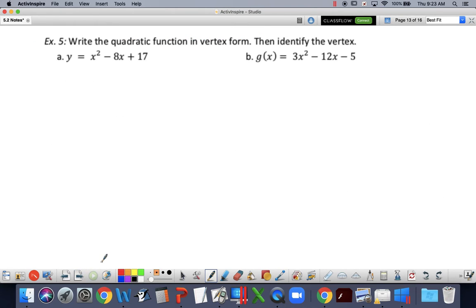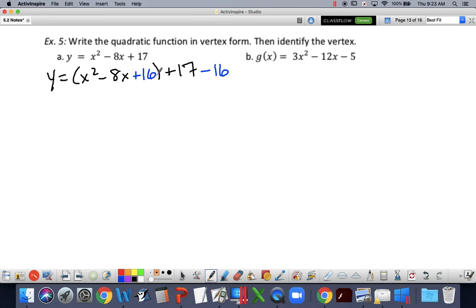All right, so let's look at letter A. Well, the first thing is I don't have any 2's out front to worry about, so that's nice. First thing I'm going to do is group my variables together. My next step is I'm going to take half of b. This value here is a -8, half of that is -4. -4 squared is 16, so I'm going to add 16 here. But if I add 16 here, I have to subtract 16 at the end.